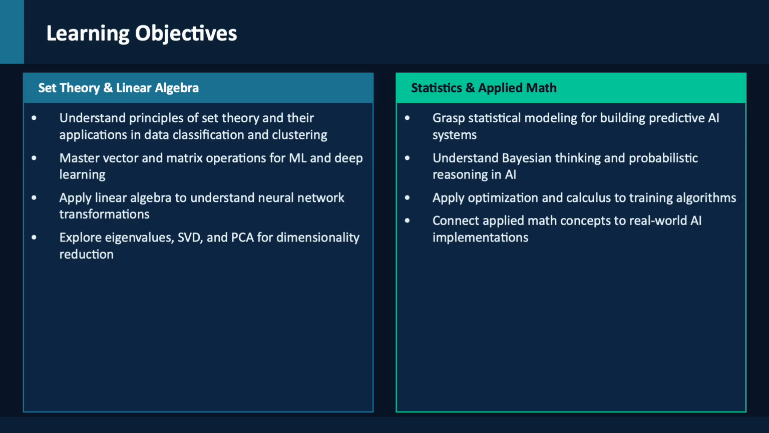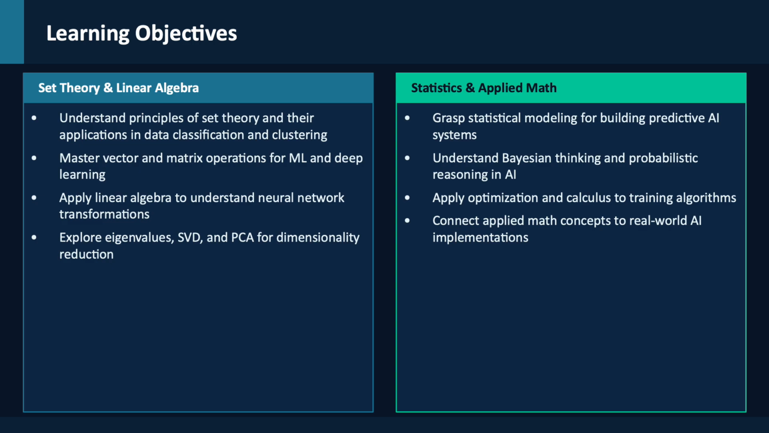Set theory and linear algebra: understand principles of set theory and their applications in data classification and clustering. Master vector and matrix operations for machine learning and deep learning. Apply linear algebra to understand neural network transformations, and explore eigenvalues, SVD, and PCA for dimensionality reduction. I would suggest you look into SVD and PCA at Google Scholar or IEEE Xplore.